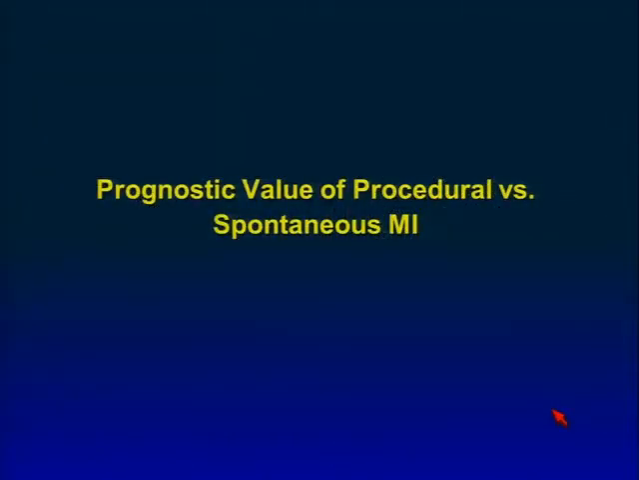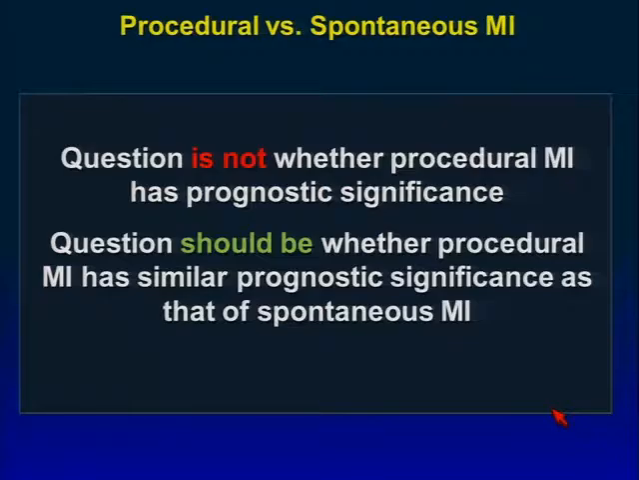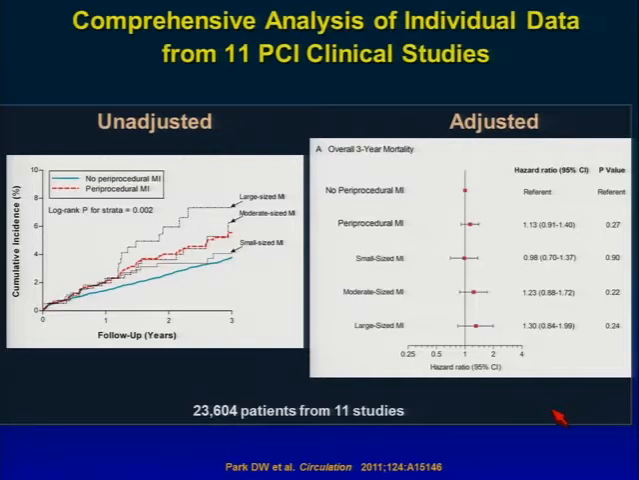So what is the prognostic value of a procedural versus a spontaneous MI? To my mind, the question is not whether procedural MI has prognostic significance. I would say that procedural MI is definitely of prognostic significance. But the question really should be whether procedural MI has similar prognostic significance as that of spontaneous MI. And this is specifically relevant to clinical trials where we use a composite of procedural and spontaneous MI.